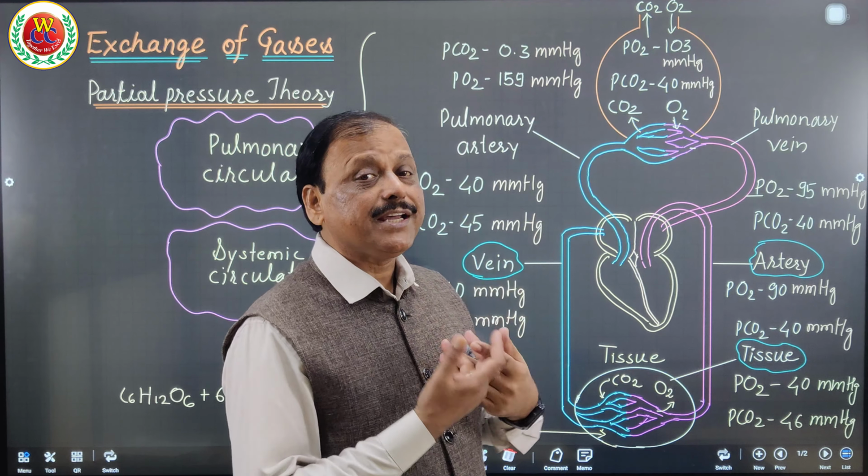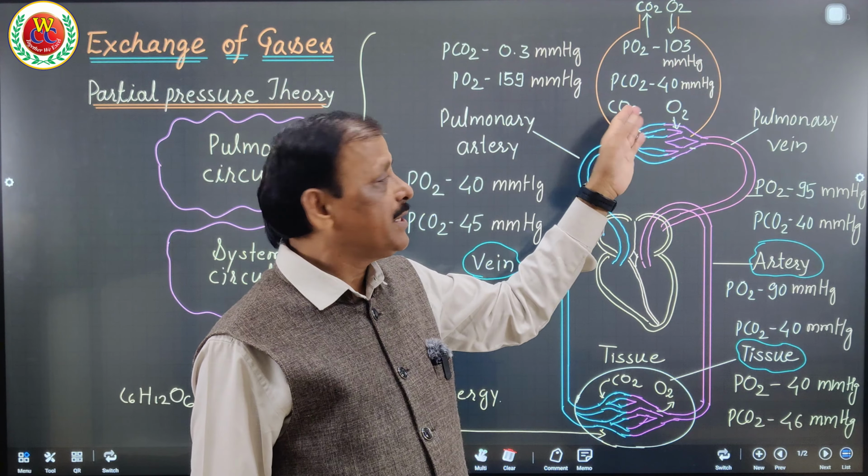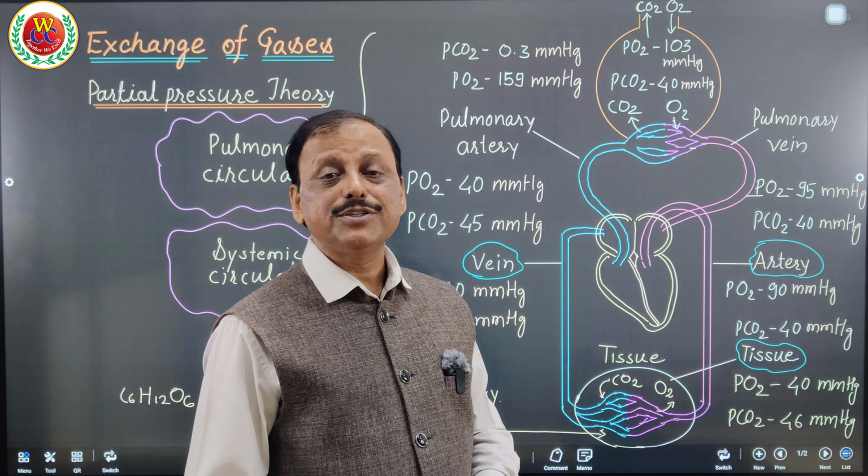By the time we inhale and air reaches the lungs alveoli, the partial pressure of oxygen and carbon dioxide gets changed, because the partial pressure exerted by the exhaled carbon dioxide, or carbon dioxide removed from blood to the alveoli, is already 40 mmHg. Therefore when we inhale the air, PCO2 becomes 40 mmHg and PO2 decreases because of oxygen diffused from alveoli to blood. PO2 becomes 103 mmHg, that is from 159 to 103 mmHg.